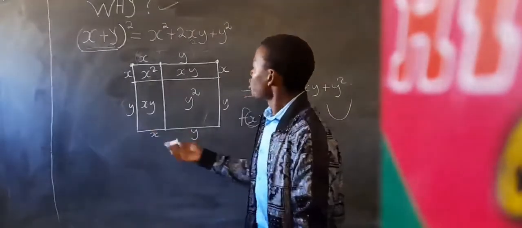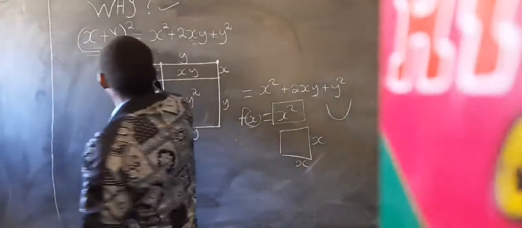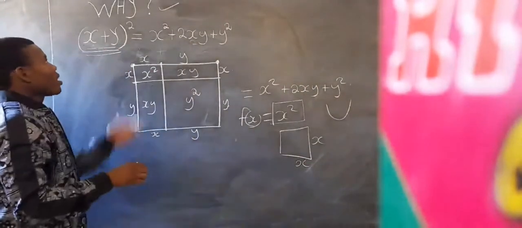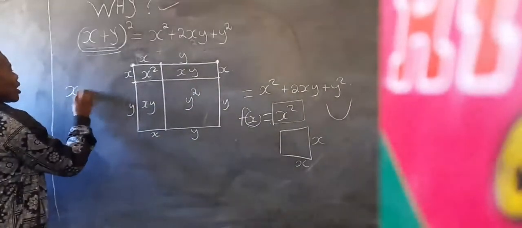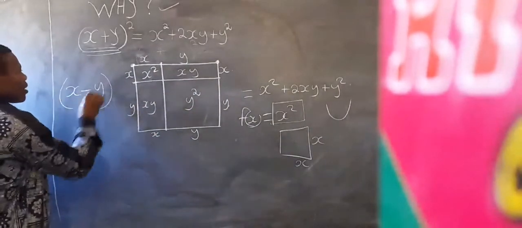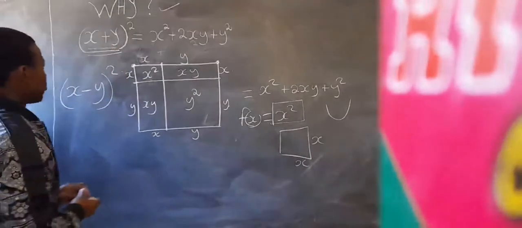Okay, so this is basically what I wanted to show: x plus y squared is equal to that. It's from this here. You can also find the other one as well, but can you please find that one in the next video?